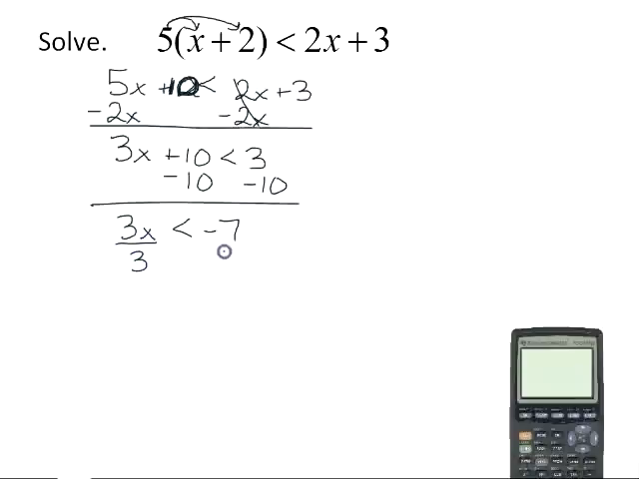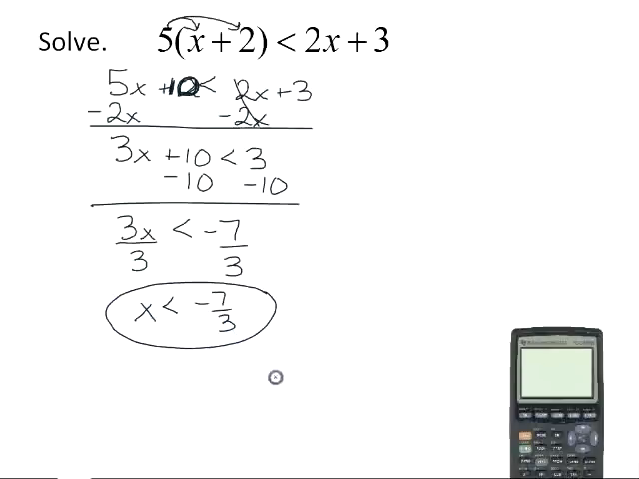So I divide by 3. Now I'm dividing by a positive 3, so that means my inequality symbol will remain a less than symbol. This is the inequality form of that answer.